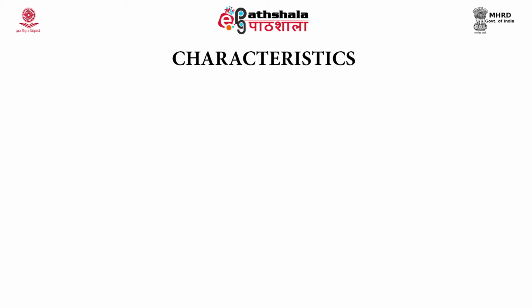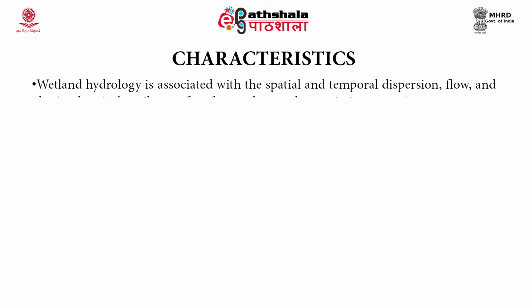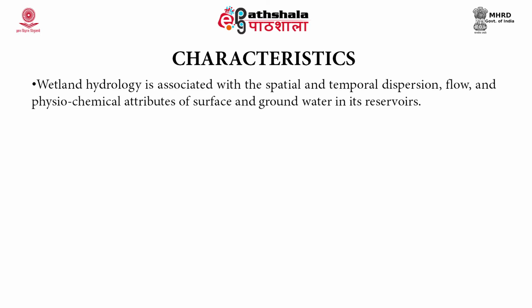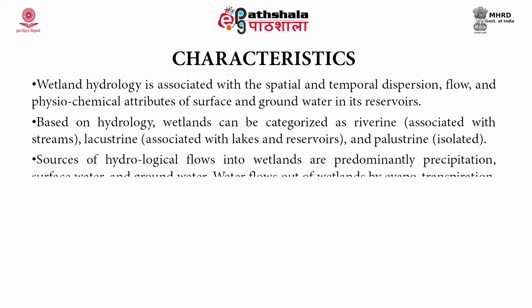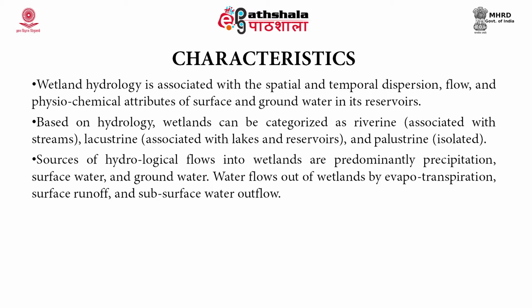Now students, let us look into the characteristics of wetland. Wetland hydrology is associated with the spatial and temporal dispersion, flow and physicochemical attributes of surface water and groundwater in its reservoir. Based on hydrology, wetlands can be categorized as riverine, associated with streams; lacustrine, associated with lakes and reservoirs; and palustrine, that is, isolated. Sources of hydrological flows into a wetland are predominantly precipitation, surface water and groundwater. Water flows out of a wetland by evapotranspiration, surface runoff and subsurface water outflow.